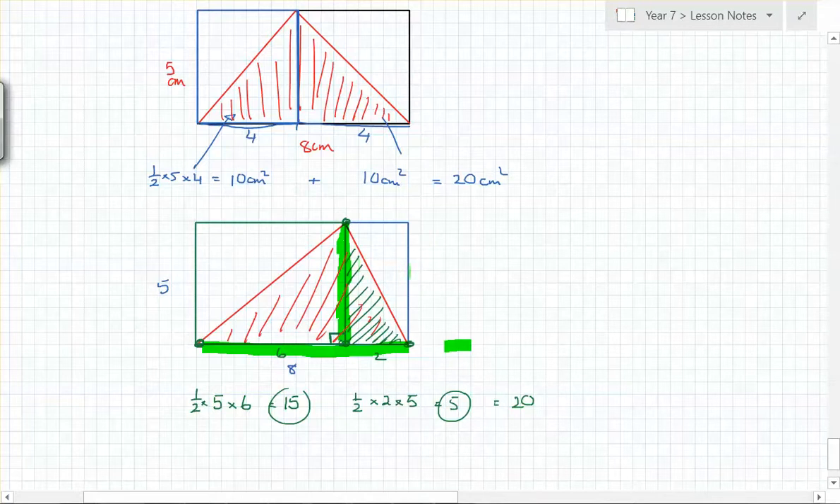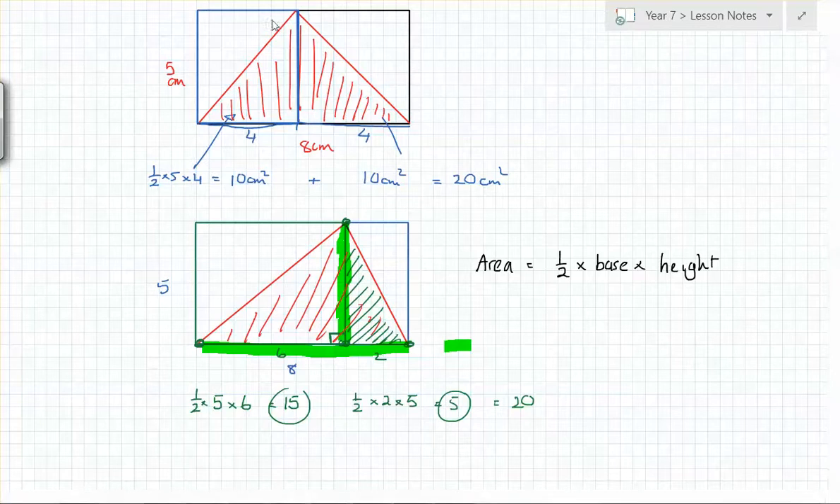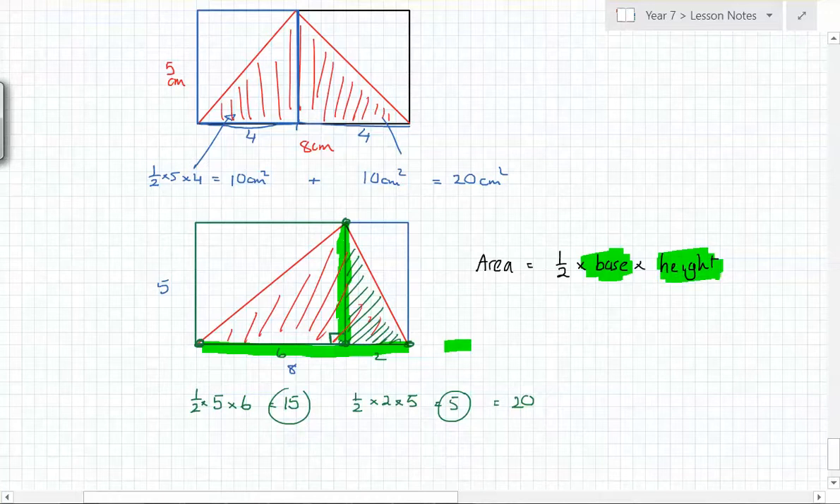And this is where people make mistakes, okay? But this is also where the area of a triangle formula comes from. It's a half times the base times the height. That works for any triangle. But the most important bit is knowing the base and the height, because if you choose the wrong values, you'll get the wrong thing. Right?